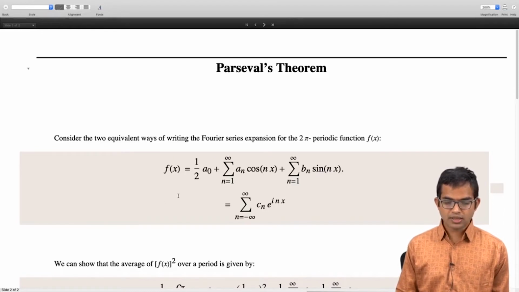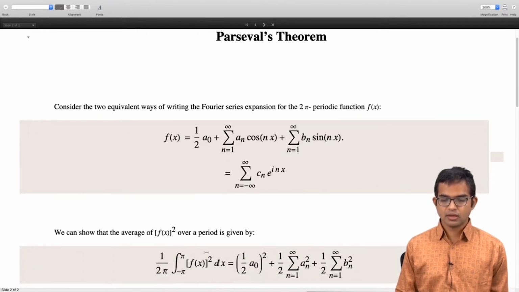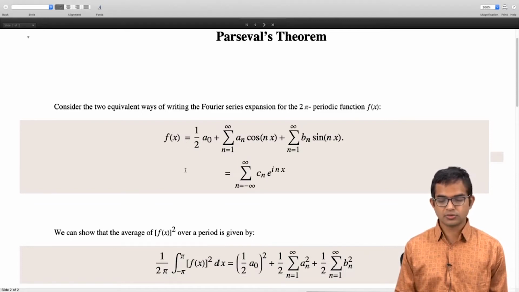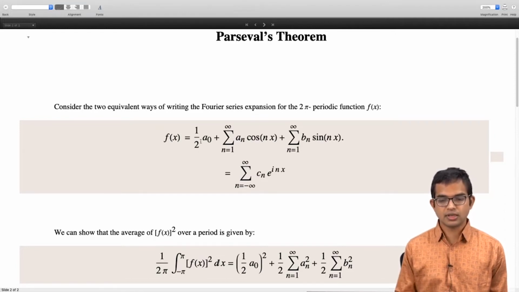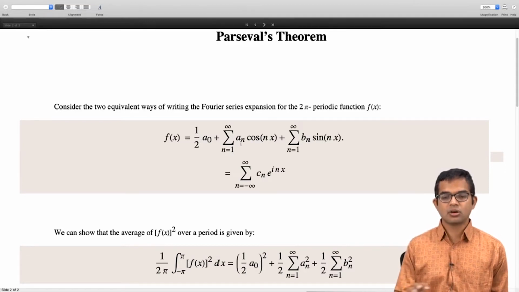So if you measure the average of f of x squared over a period, then it's given by, you can check this, the left hand side is just 1 over 2 pi times the integral from minus pi to pi of f of x the whole square dx, since that's the total interval. Now the right hand side, I'm just giving you the answer, but you can check this explicitly. You take a product of this entire sum with itself. It's going to give you all these terms which are squares of themselves, that is one term that you get, but you also get these cross terms.